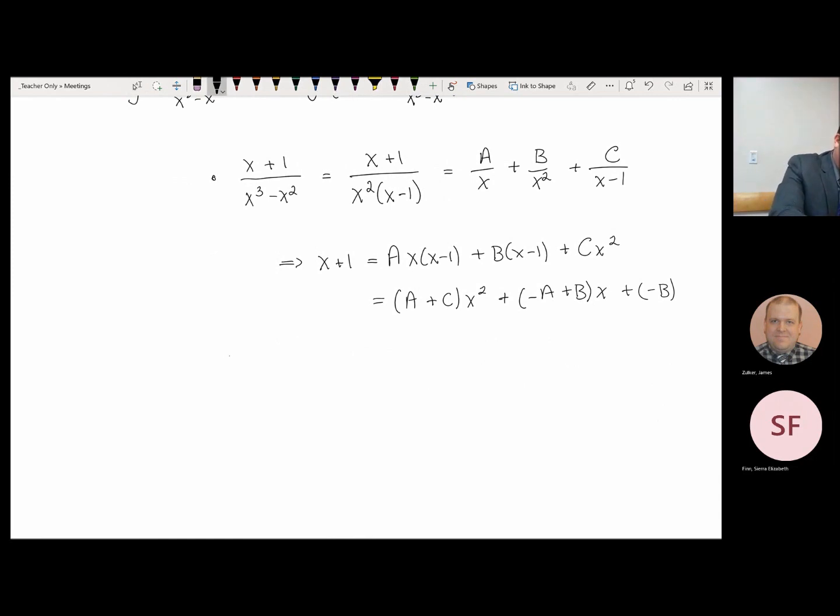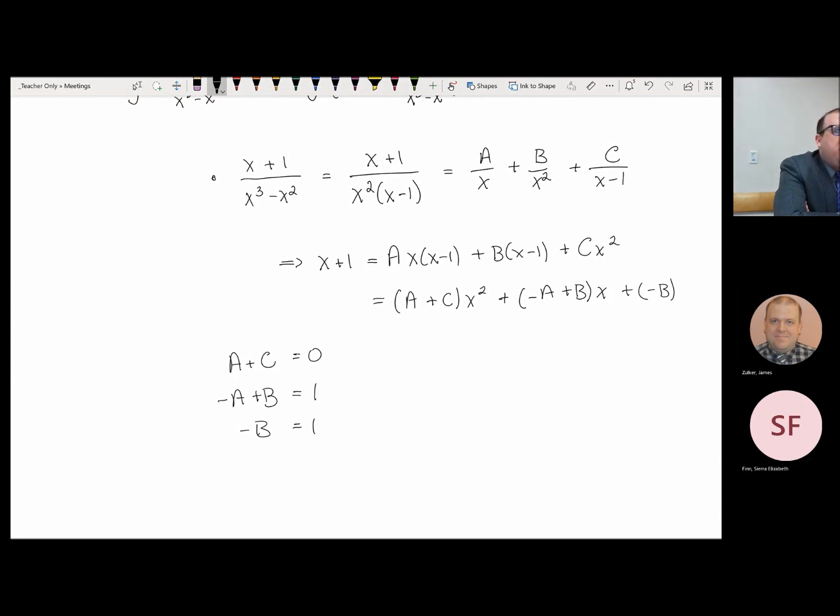On the right-hand side, the coefficient of x squared is A plus C. What is it on the left-hand side? So A plus C has to equal 0. On the right-hand side, the coefficient of x is negative A plus B. What is it on the left? So negative A plus B has to be 1. The constant on the right is negative B. What is it on the left? So negative B has to be 1.